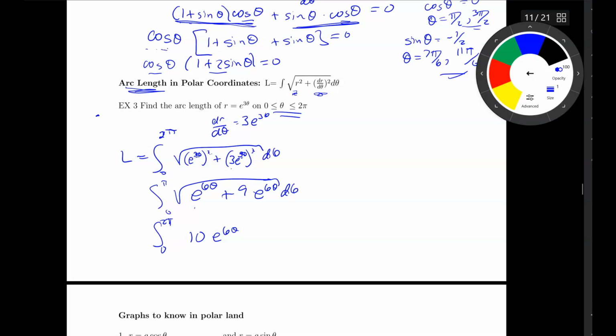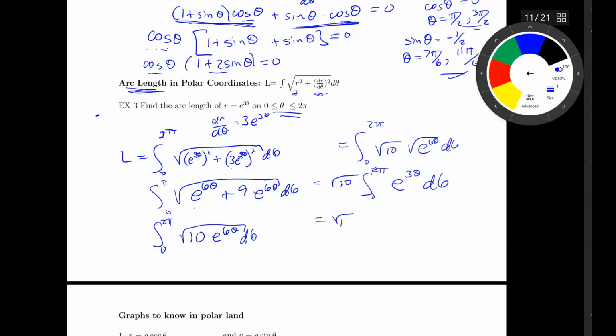Okay, so I can separate this as root 10 times root e to the 6 theta. So root 10 can come outside the integral. And then if I take the square root of e to the 6 theta, I get e to the 3 theta. And then you know how to take the antiderivative of that, and then root 10 over 3. So now I'm going to plug in the 2 pi, and subtract off plugging in the 0.